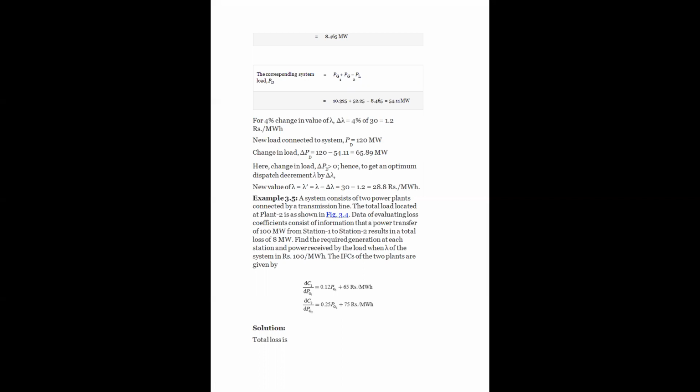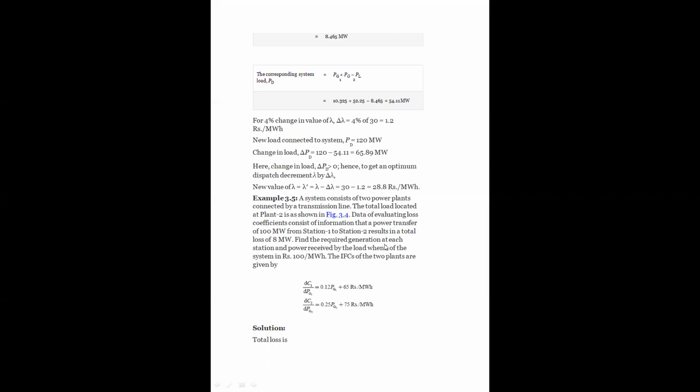Plant 2. Data of evolution loss coefficients consists of information that a power transfer of 100 megawatts from station 1 to station 2. So this problem is very, very important. In all exams, in your external exams or other competition exams, okay, 100 megawatts is transferred from station 1 to station 2, resulting in a total loss of 8 megawatt.